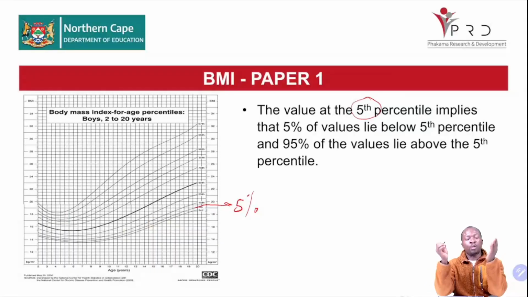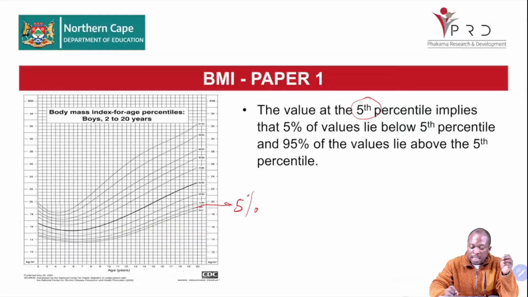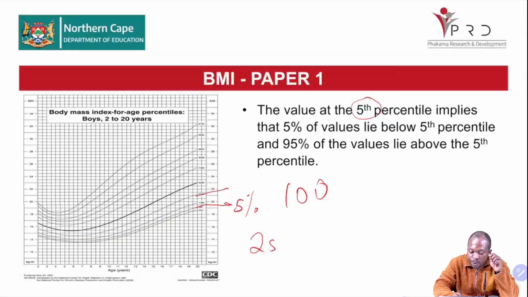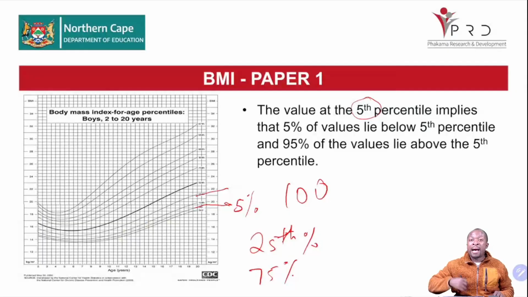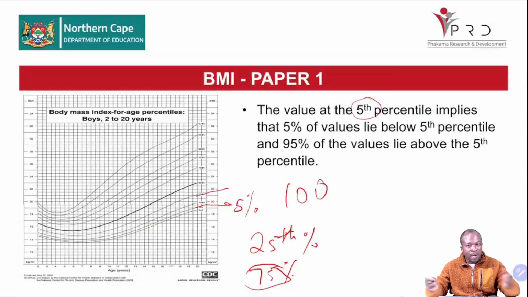So what you should remember is that whatever percent they give to you, it must add up to 100. So let's say they're saying that your weight is on 25% or 25th percentile. What it means is that 25% of the learners are below your weight and 75% are above your weight. Where did I get 75? Remember I said to you that your value must always add up to 100. So when the examiner gave you 25%, then you are short of 75, because 25 plus 75 gets 100.